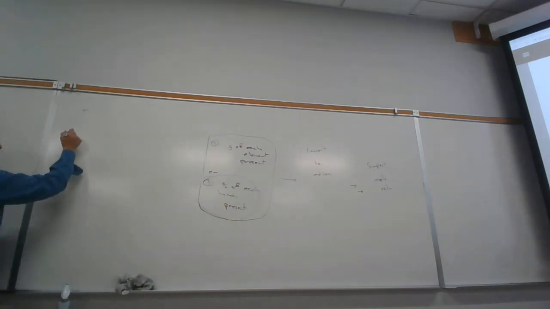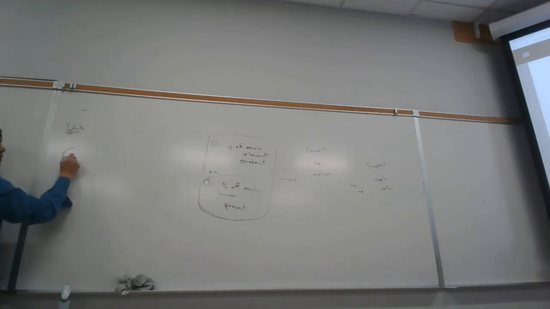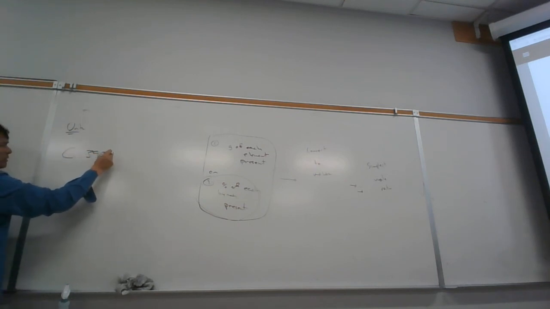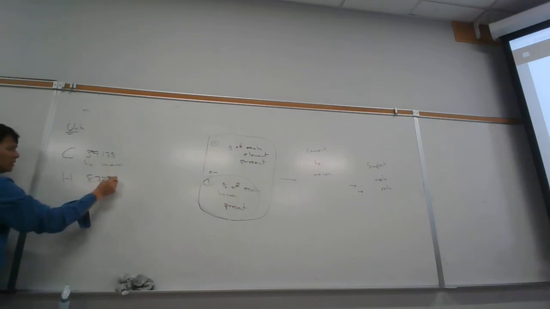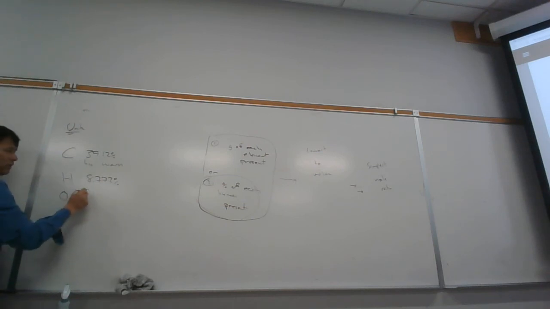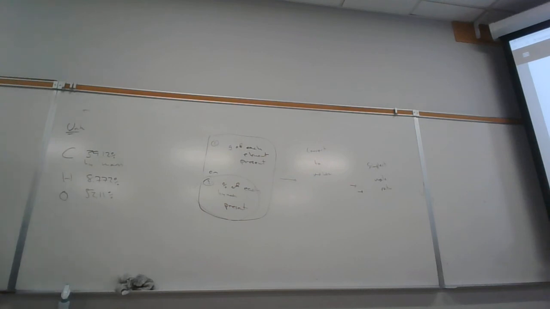And so we have this unknown compound. This unknown compound is carbon, 39.12% by mass. Hydrogen, 8.772%. Oxygen, 52.11%. The first thing we look for is, does this add up to 100%?